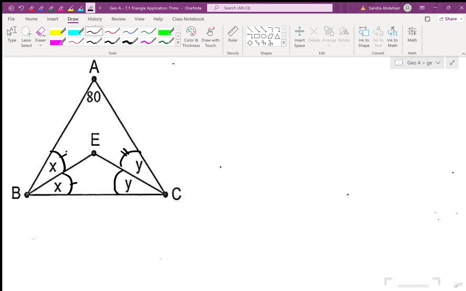And these two angles are congruent. And we want to find the angle formed by the bisectors of the other two angles, which means I want to find this angle up here, which I'll call W. I need to find W.